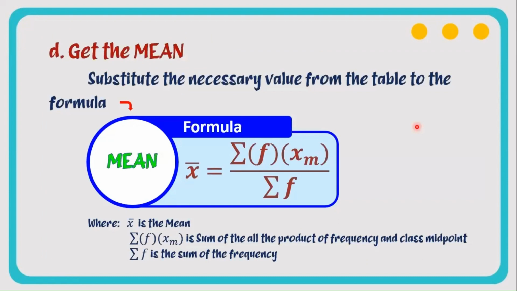Letter D. Get the mean. Substitute the necessary values from the table into the formula. So we have the formula x bar equals summation of fxm over summation f. X bar is the mean, and this symbol is the sum of all the products of frequency and the class midpoint. Summation f is the sum of the frequency. So we can read this formula as mean is equal to summation of all the products of frequency and class midpoint divided by summation of frequency.